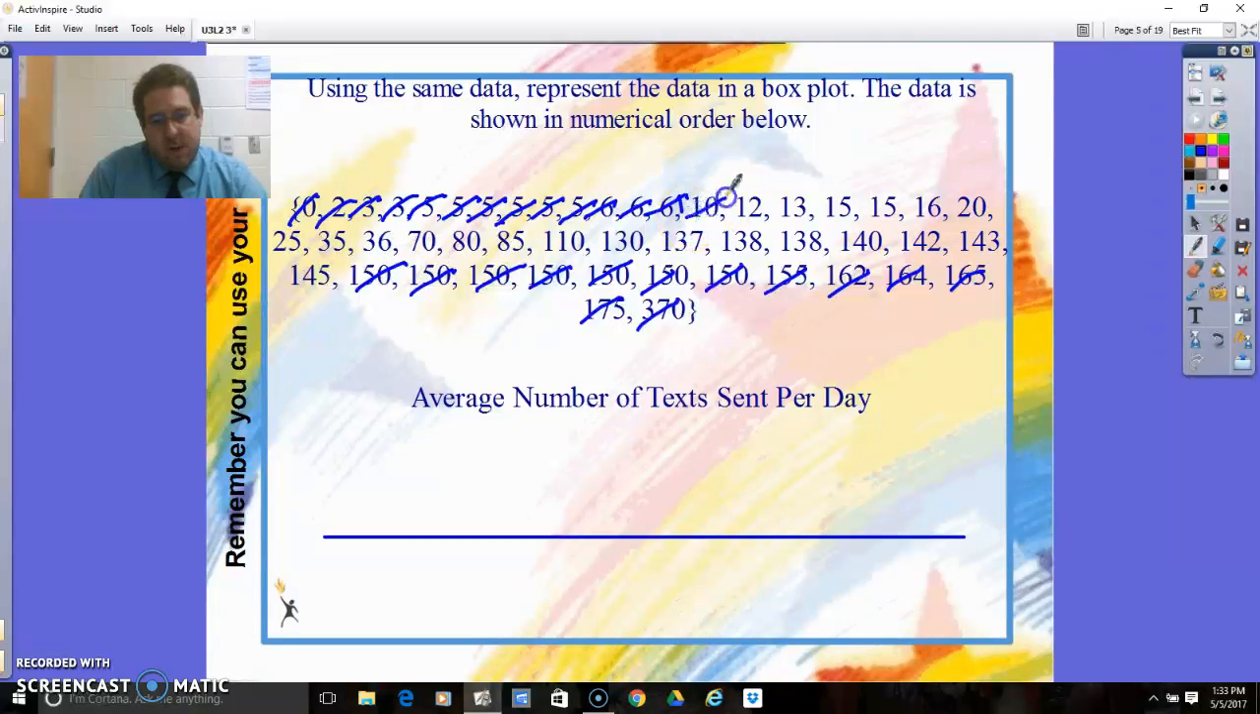So basically what you're doing in a box plot is you're splitting the data up into 4 equal categories. Lowest, highest, lowest, highest, lowest, highest, still going. Once you've got your 4 equal categories, that's really what a box plot does. It only separates things in 4 categories.